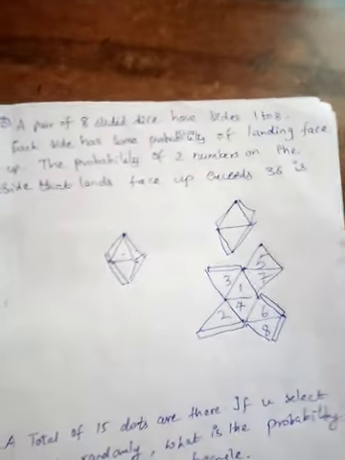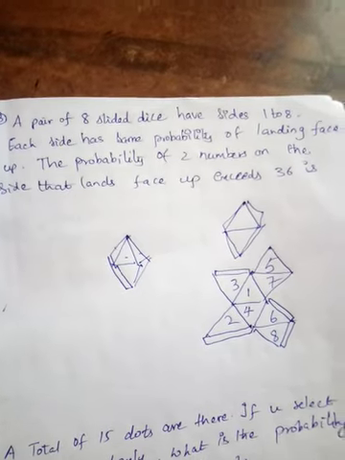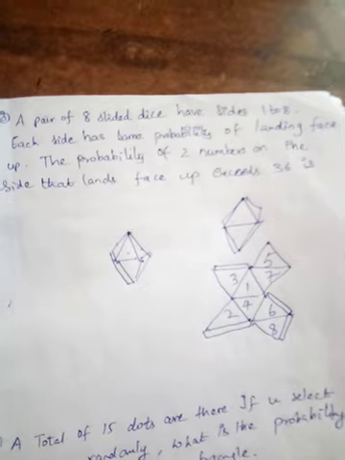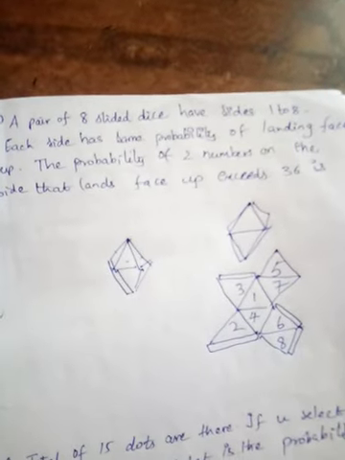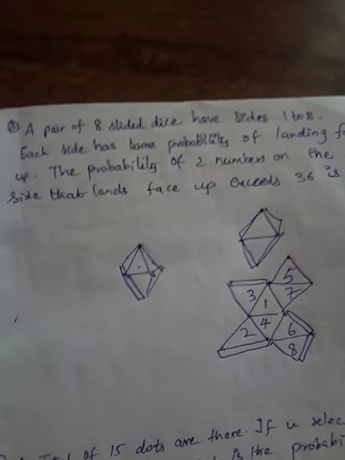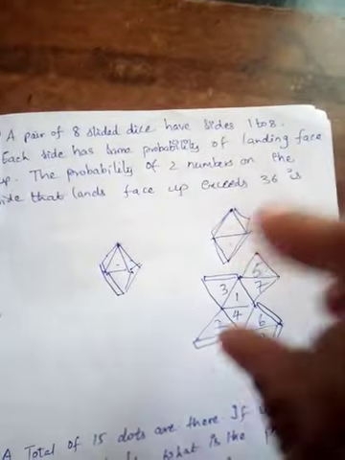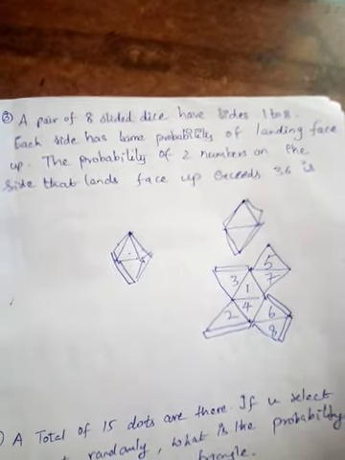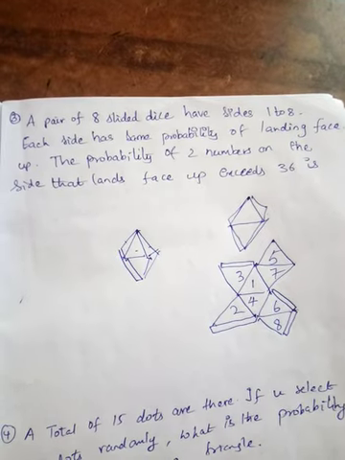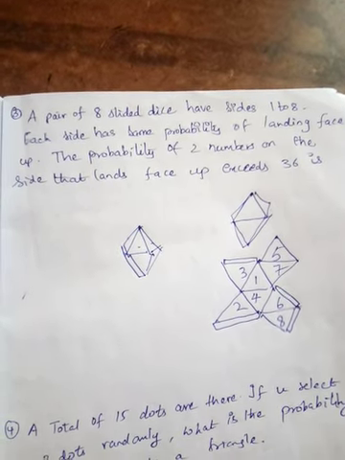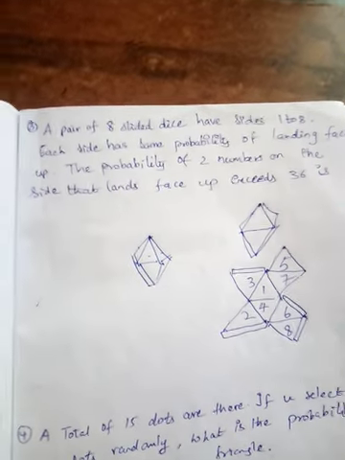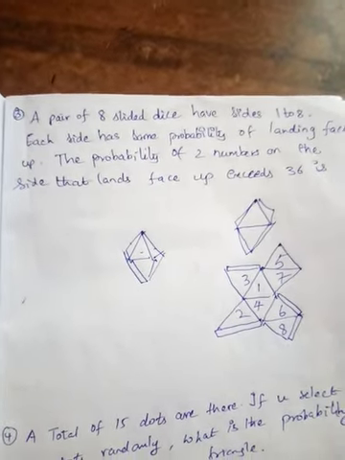If you take a pair of 8-sided dice, they have sides 1 to 8 and the numbers are also 1 to 8. Each side has some probability of landing face up. So if you just throw a die like this, you'll get one face at the top. The question: the probability that the sum of the two numbers on the sides that land face up exceeds 36.